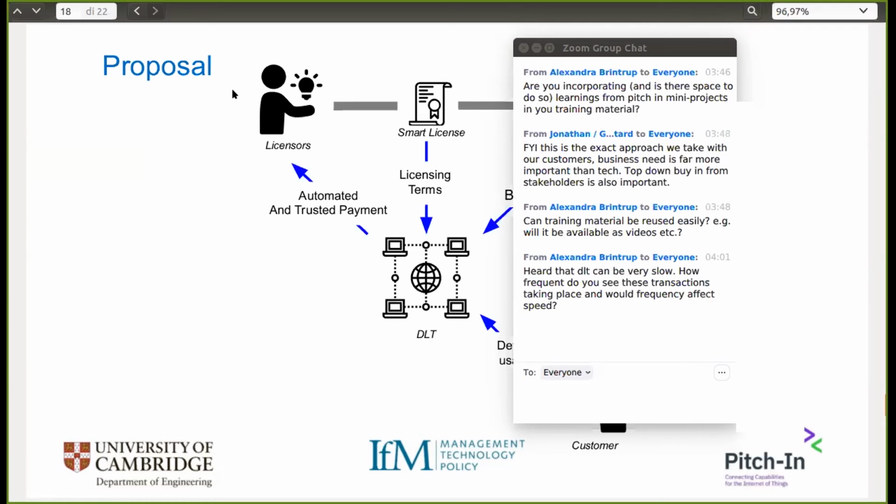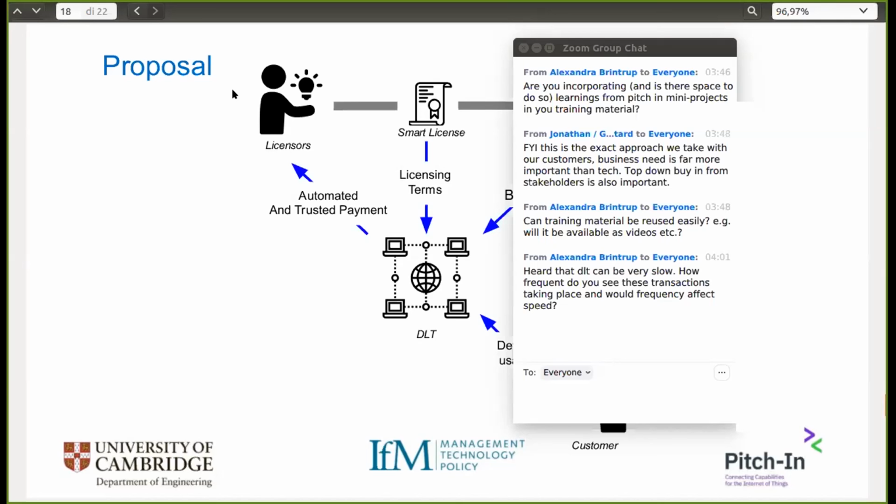Hi, Damiano. I've got a question about the use case. I know that you're currently focusing on tracking IP, and in particular in the manufacturing industry. After this system is implemented, how difficult would it be to track other types of licenses, like say media licenses?